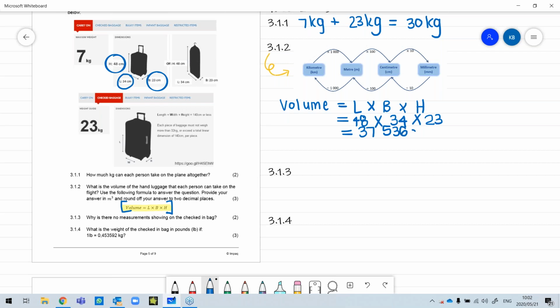37,536. Now remember, this is the volume measured in cubic centimeters, but the question states that you should give your answer in cubic meters. Therefore, I included this conversion diagram here at the top. Most of you who listened in to previous webinars will remember that we did cover this, and you would also notice that I took this from the previous webinar.